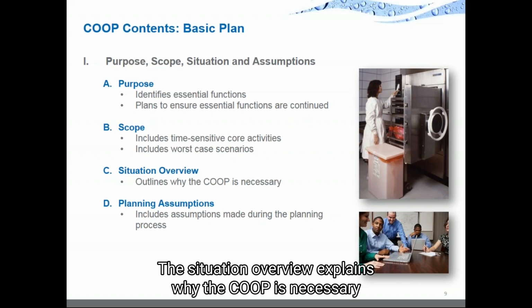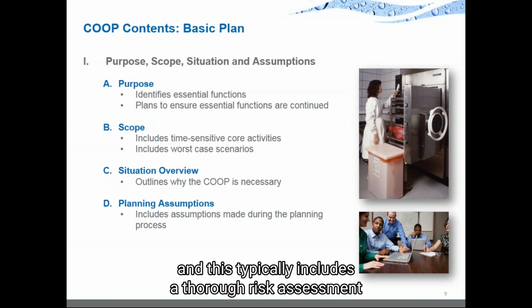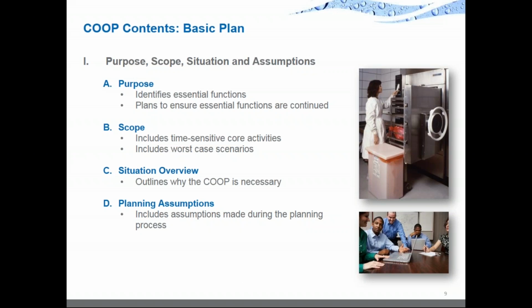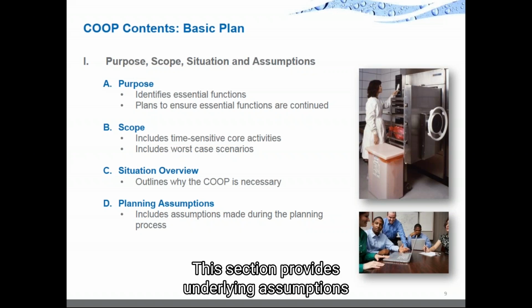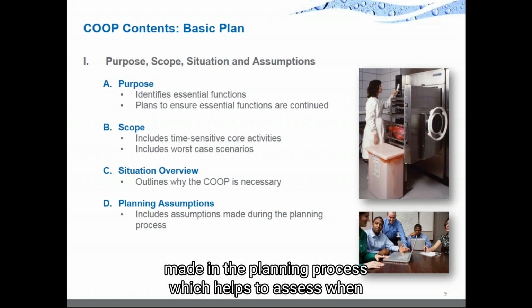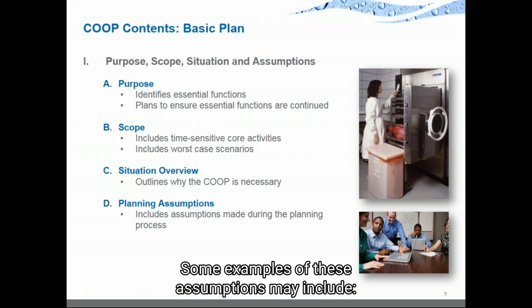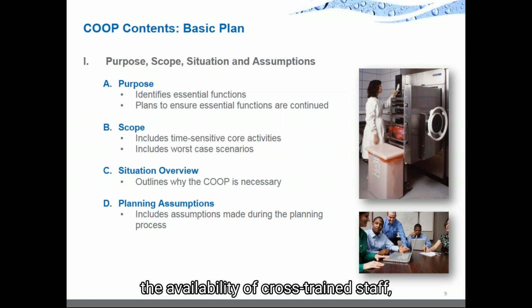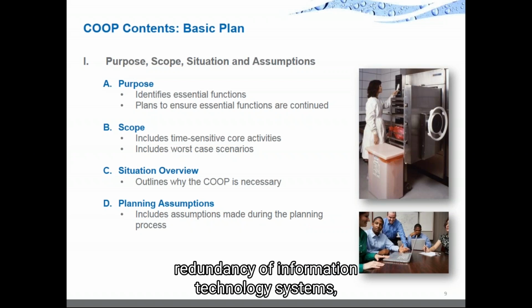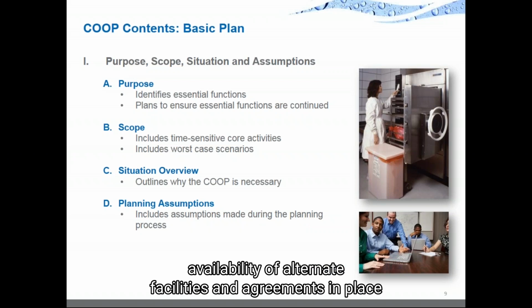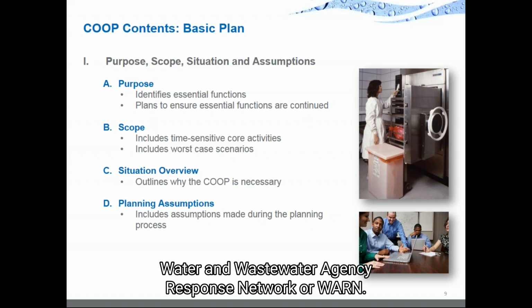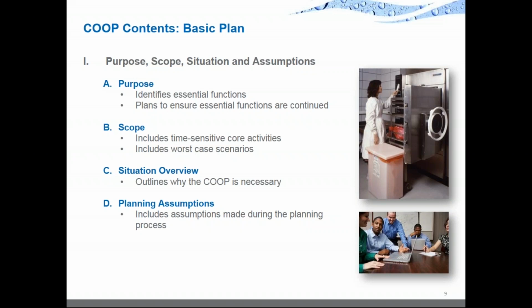The situation overview explains why the COOP is necessary, and this typically includes a thorough risk assessment of potential threats. Planning assumptions. This section provides underlying assumptions made in the planning process, which helps to assess when and to what extent the COOP should be activated. Some examples of these assumptions may include the availability of cross-trained staff, redundancy of information technology systems, availability of alternate facilities, and agreements in place, such as with the Water and Wastewater Agency Response Network, or WARN.